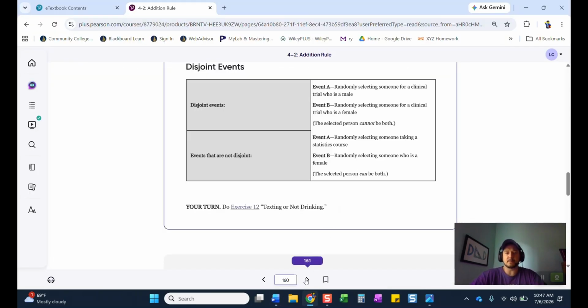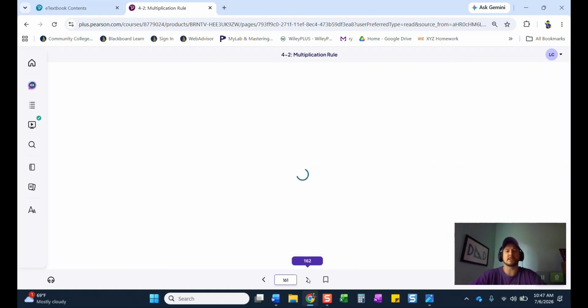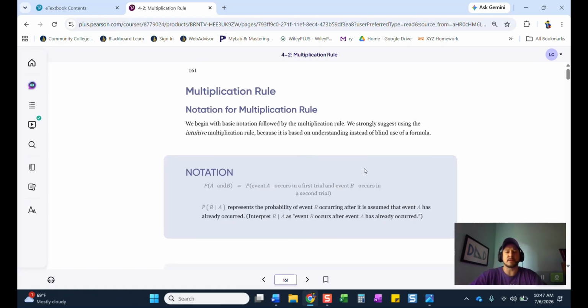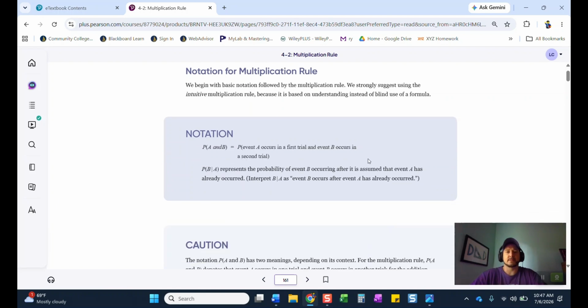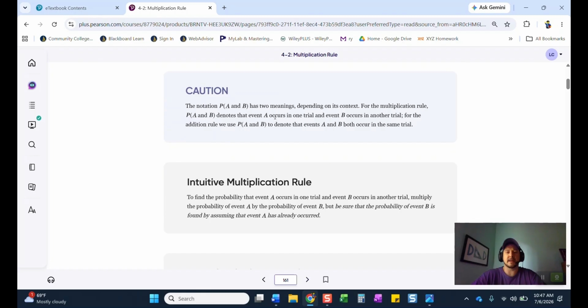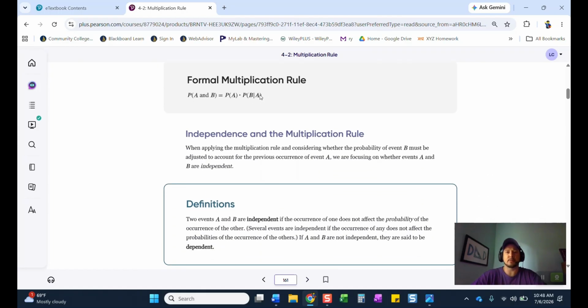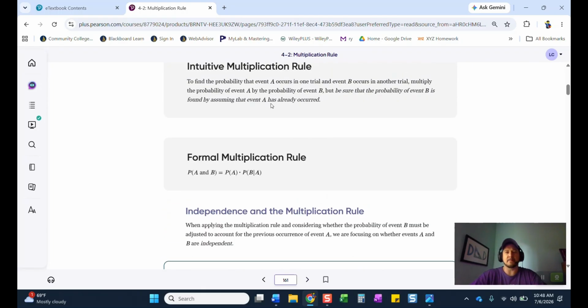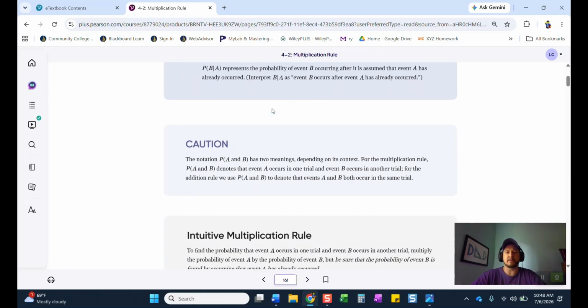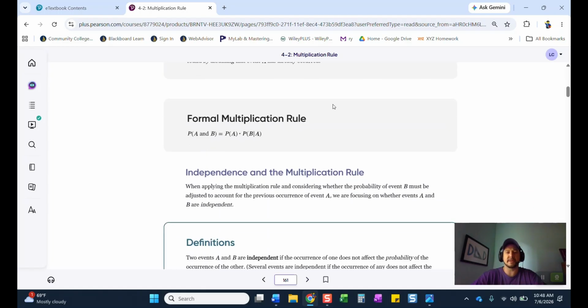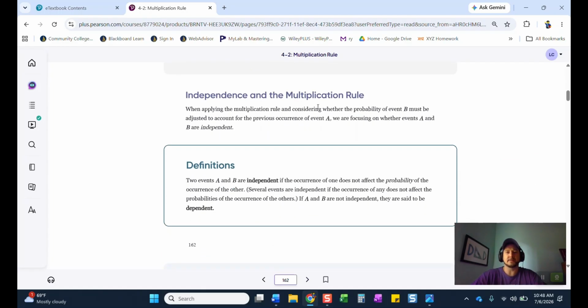Now, this part I kind of struggled with just because of the sequencing of his presentation of the multiplication rule. So he first starts out with notation and then a caution about what P of A and B could mean, and that's a little bit confusing. And then right after that, he goes with the intuitive multiplication rule, which is fine, and then into the formal multiplication rule. So in my opinion, doing one of these right after the other kind of muddied the waters for me. And then, it's followed up with independence and multiplication rule.